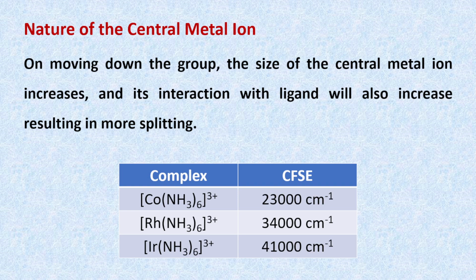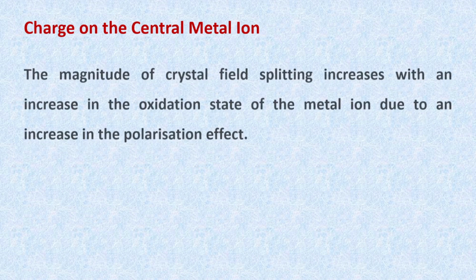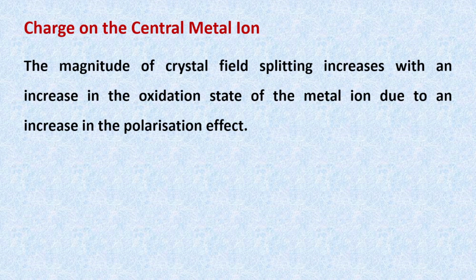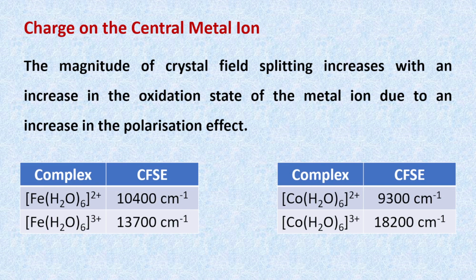The third factor is the charge on the central metal ion. The magnitude of crystal field splitting increases with an increase in the oxidation state of the metal ion due to an increase in the polarization effect. In other words, as the charge of the metal ion increases, its ionic radius decreases. So the bond length also decreases. Consequently, there will be more interaction. As you can see, the CFSE of trivalent iron and cobalt complexes is higher than their corresponding divalent complexes.